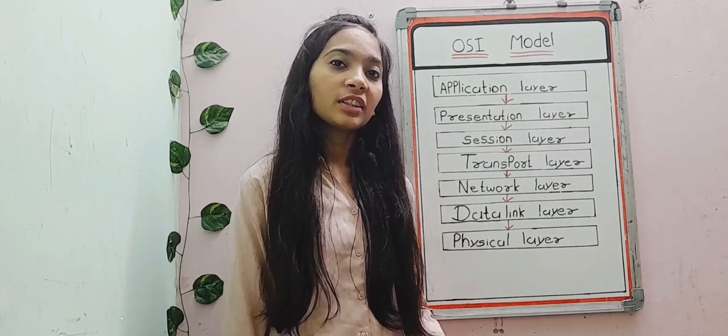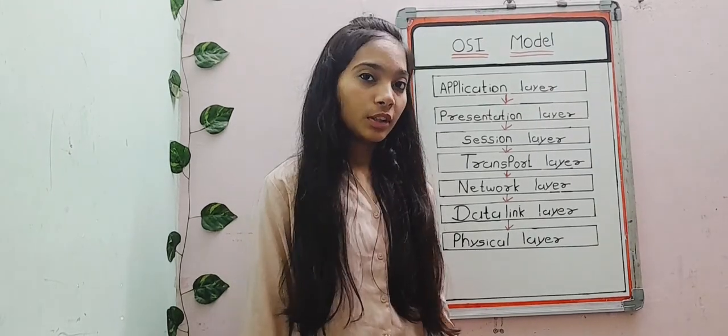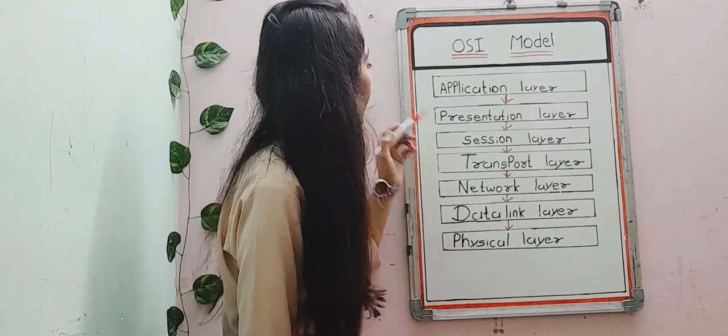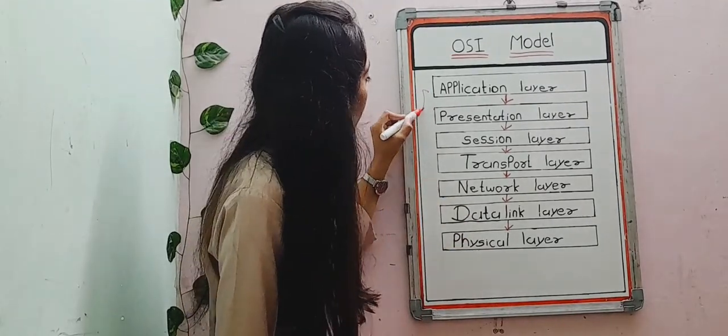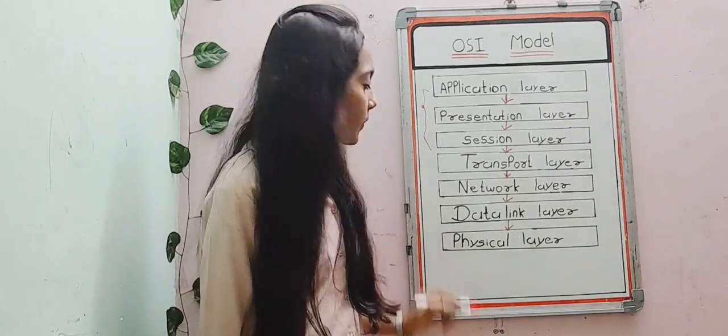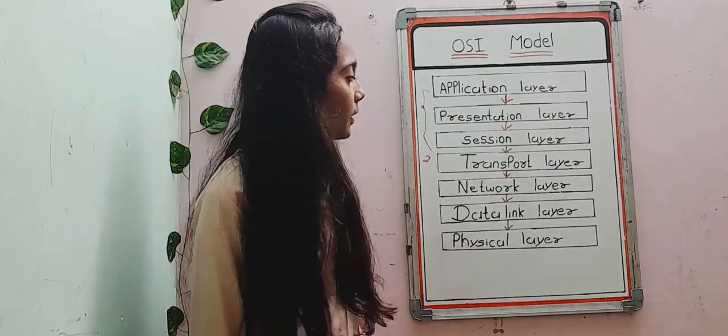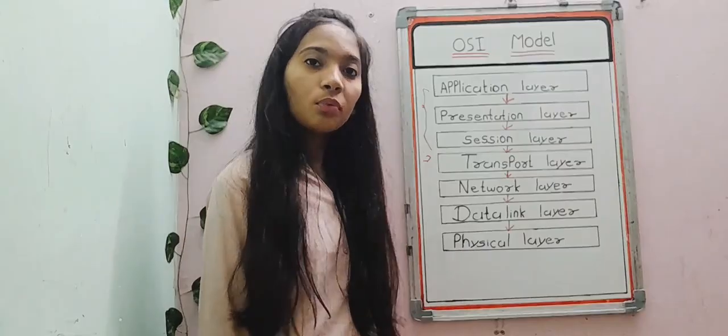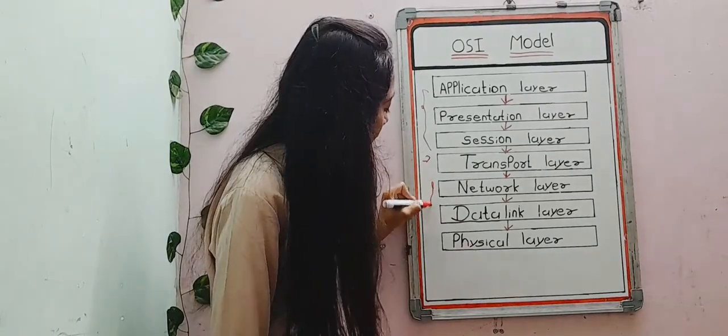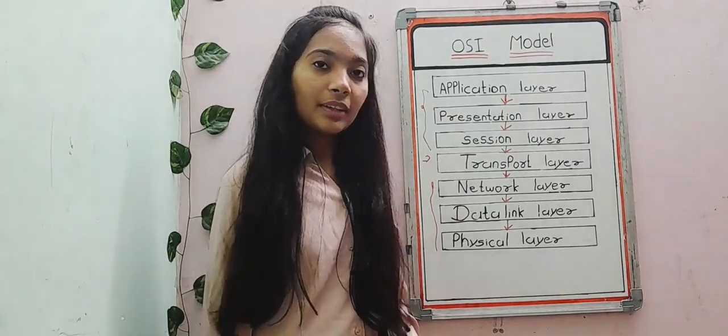It's about the OSI model, and the working and functioning of each layer. There are 7 layers. The first 3 layers are software layers, and the fourth layer is the transport layer. It's called the heart of OSI. The last 3 layers are hardware layers.